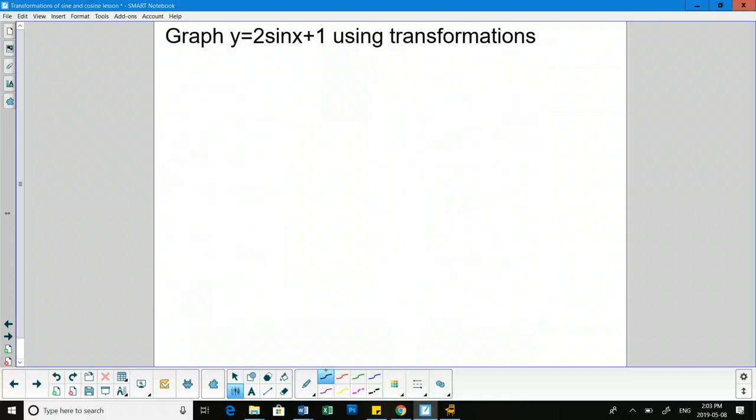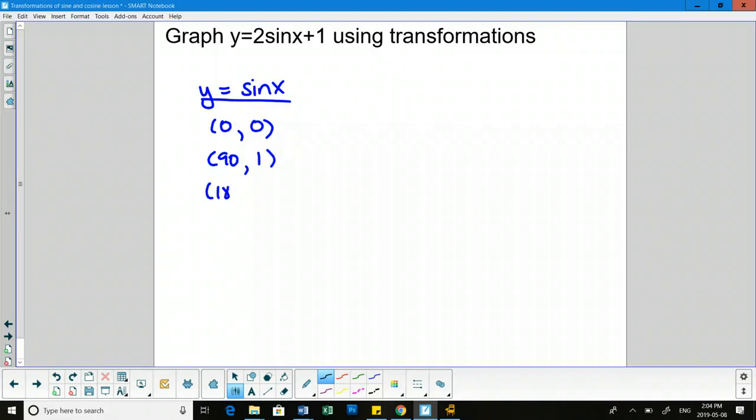Okay, so we're going to work on doing transformations given the function y equals 2 sine x plus 1. So we're going to start with y equals sine x. So these are our points that we'll start with. It's always good to rewrite them out. You kind of commit them to memory that way, although you don't have to memorize them necessarily. So that's what we're going to do.